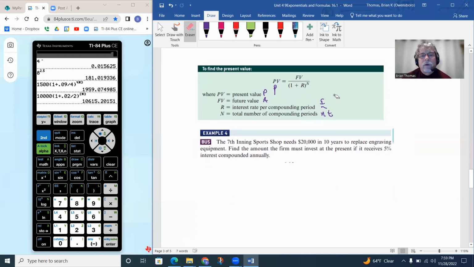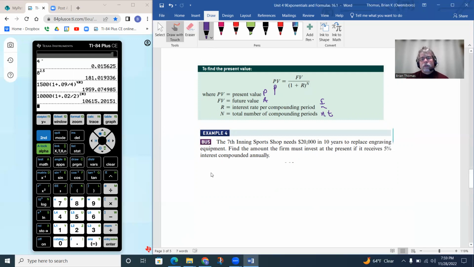So if I want to do this example here, in the seventh inning, Sports Shop needs $20,000 in 10 years to replace engraving equipment. Find the amount the firm must invest at the present if it receives a 5% interest compounded annually. So notice how annually just means compounded one time a year. So let me just figure this out of my way. I can't get to my pins. You probably can't see that. All right.